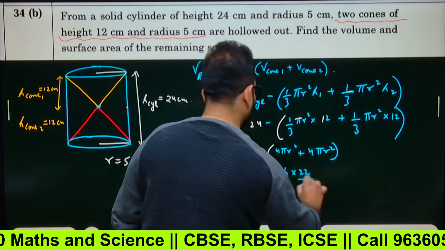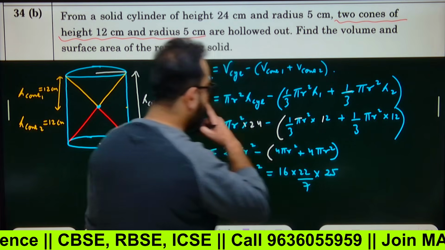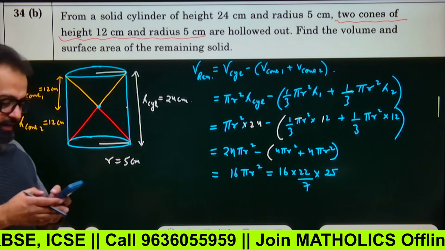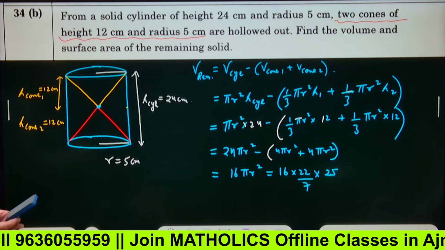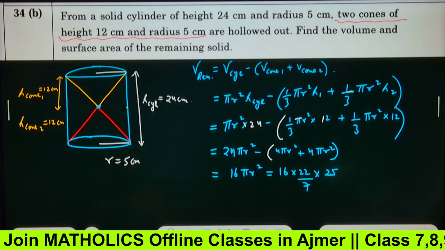16 into 22 by 7 into radius is 5 into 5, that means 25. Now simply you have to multiply these things and divide it by 7. Tell me, 16, copy. 16, 22 into 25 and that divided by 7. Answer will be what?